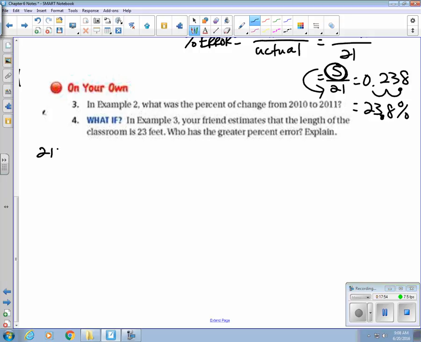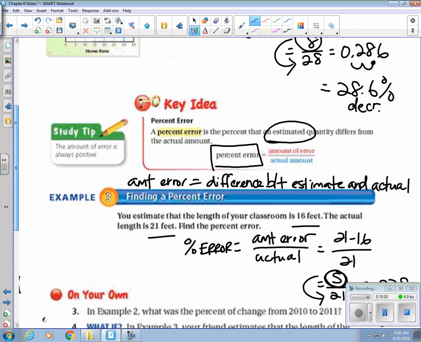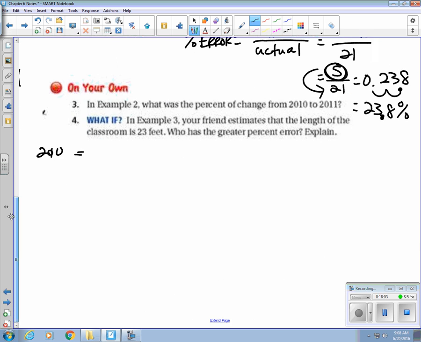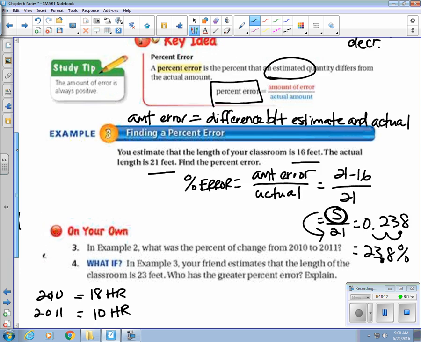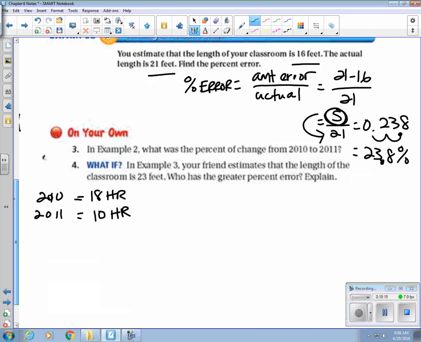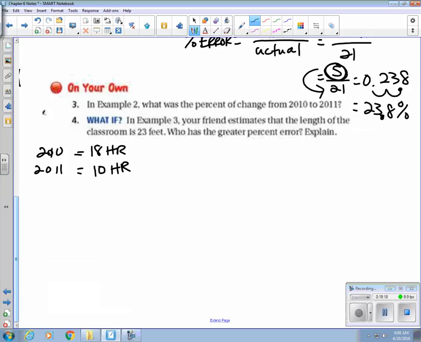So in 2010, I'm going to double check that. It was 18 home runs. And in 2011, there were 10 home runs. But let me double check that just to be sure. 10 home runs. Okay. So what we want to do is find the percent change. So the percent change is equal to the amount of change, not the percent of change. That's what we're looking for. Is equal to the amount of change divided by the original.